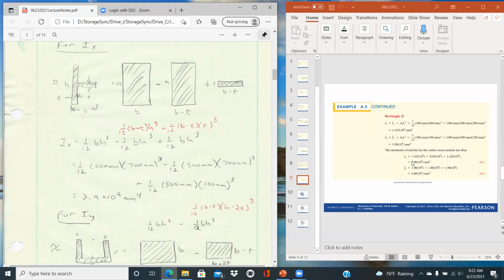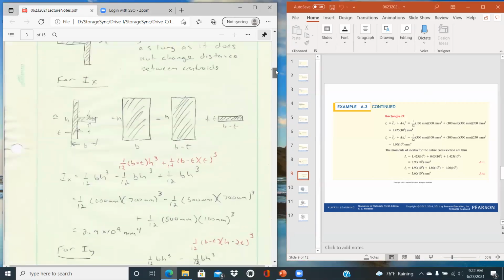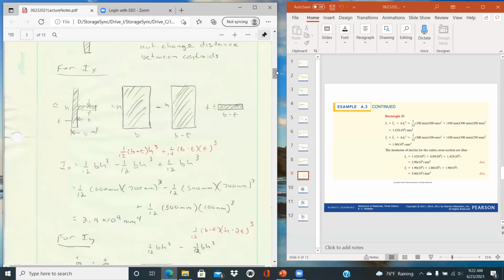The answer that they give there for example A3. The nice thing about this method of shifting the geometries is I didn't have to remember the parallel axis theorem. I was just able to remember the bh cubed over 12 and shift things around so I could solve the area moment of inertia without having to look up the parallel axis theorem.